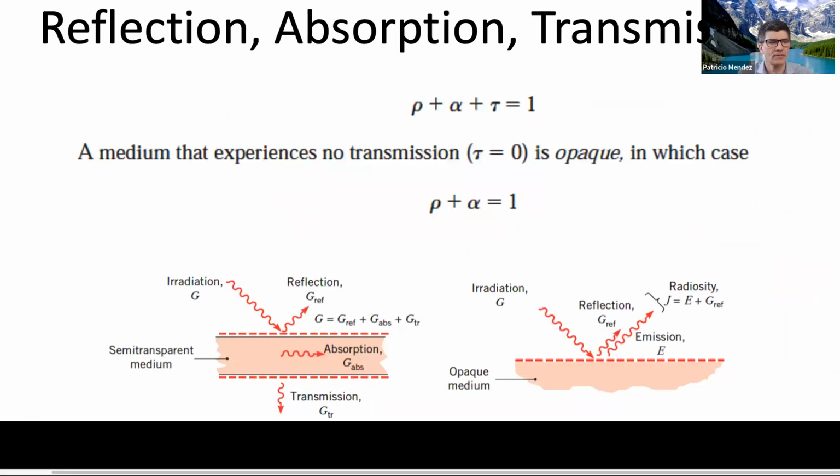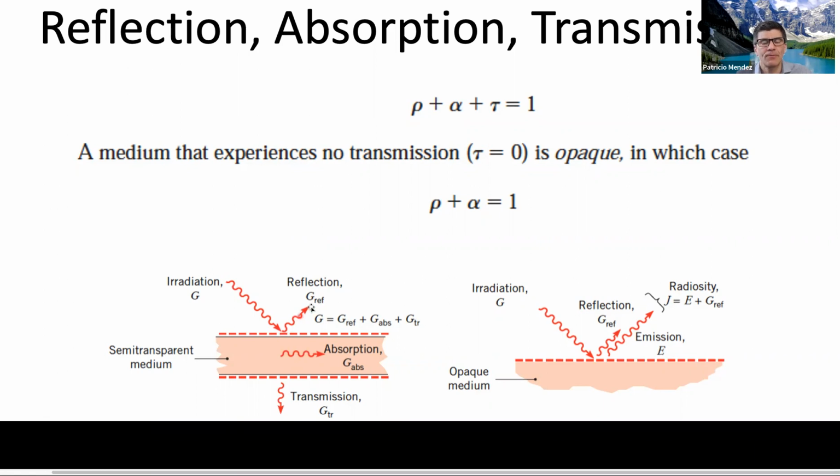So other concepts that matter about radiation are reflection, absorption, and transmission. So these rho, alpha, and tau are the fractions of energy coming to a surface. And let's talk about a surface that is semi-transparent, for example, a piece of glass, a glass window. Energy comes in, and by energy, I'm talking about radiation, right? Radiation comes in, for example, the light of day.